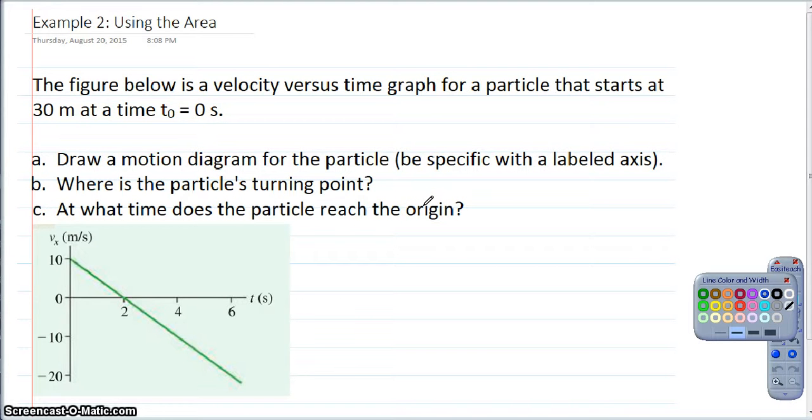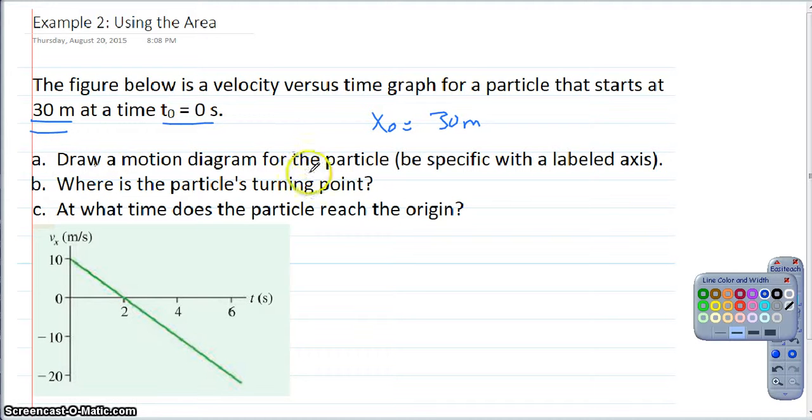Okay, so going back to what we did last semester, last year. The figure below is a velocity versus time graph. The particle does start at 30 meters at a time of 0 seconds. Keep in mind that's not really reflected on the graph, but we should probably make a note somewhere that the initial position is 30 meters. I'm not starting at 0 like I sometimes do.